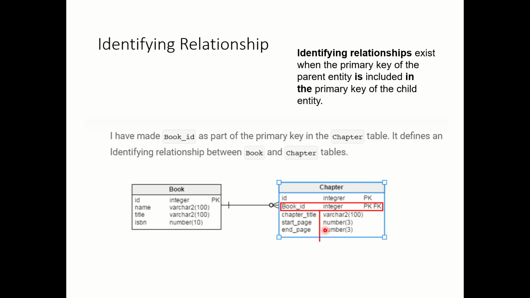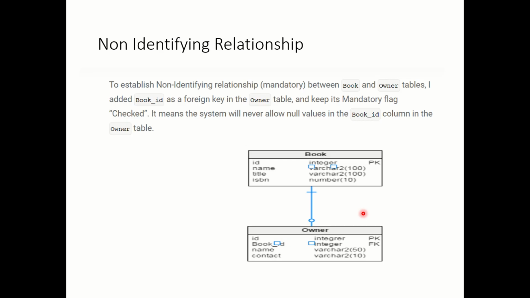Now this is another example, for the identifying relationship. Book ID is acting as a book ID here in the chapter. This is like a foreign key here. And when you look at this relationship, this is basically a non-identifying relationship.